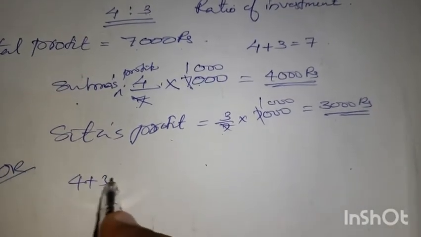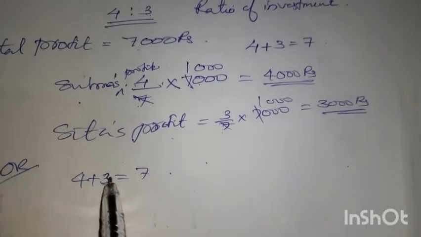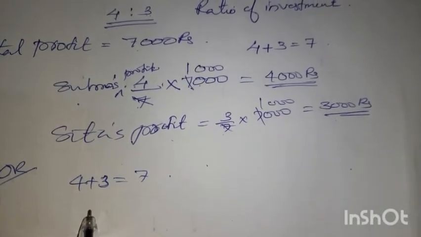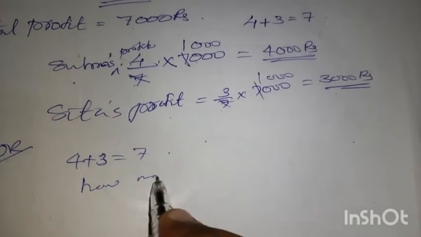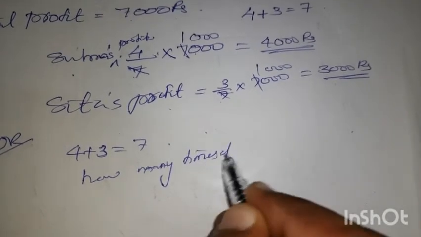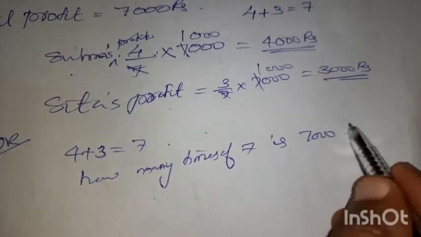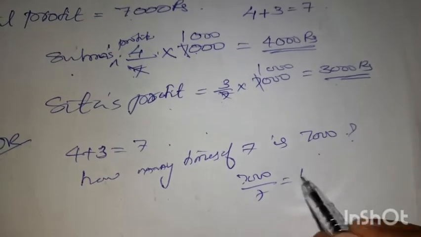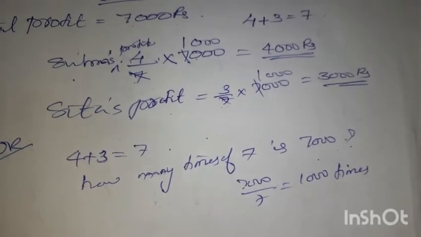4 plus 3, the ratio is added, you will get 7. Okay. Then total profit is 7,000 already given. So how many times of 7 is the total profit? 7,000. How much? That is 1,000 times. That is 7,000 by 7 equal to 1,000 times. Okay, 1,000 times is 7,000.